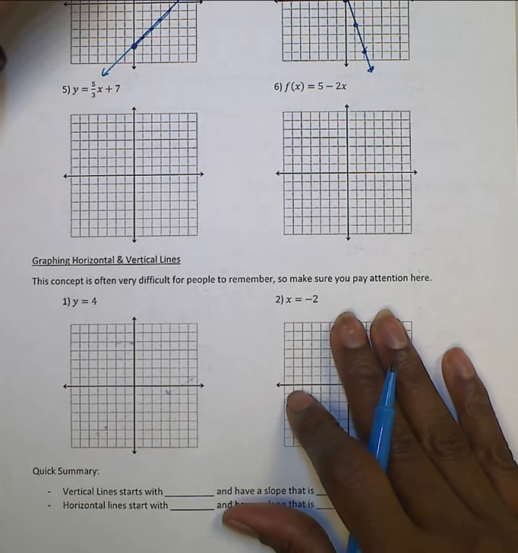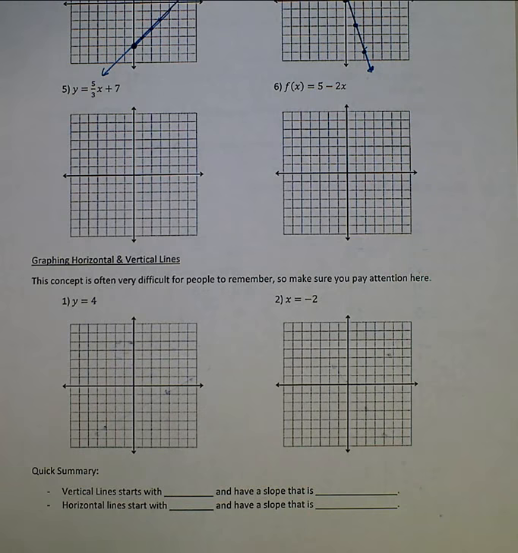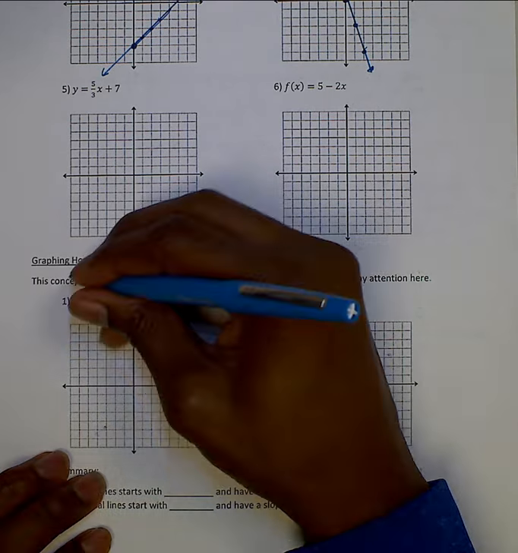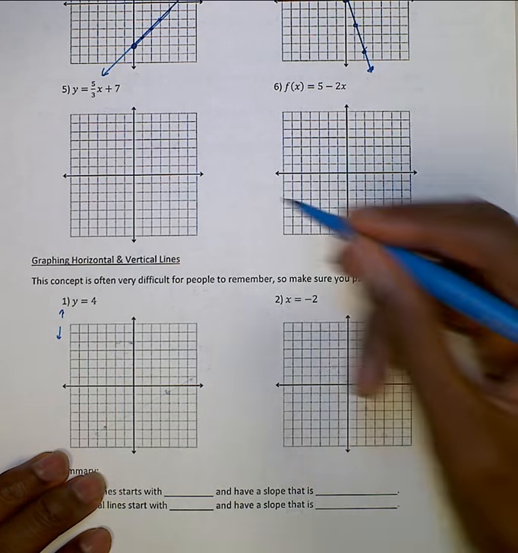Let's go down all the way to the bottom and look at graphing vertical and horizontal lines. Okay, now this concept can be difficult for people to remember, so make sure you pay attention here. I like to think of this as being very literal. Okay, this first equation says y equals 4. And so the best way for me to learn it is pick any point where y is 4. Okay, remember that y means you're going either up or down. Okay, because y is positive 4, that means we're going up 4.